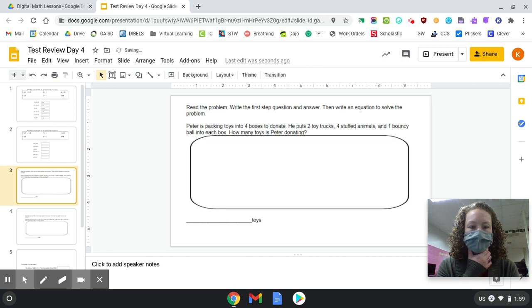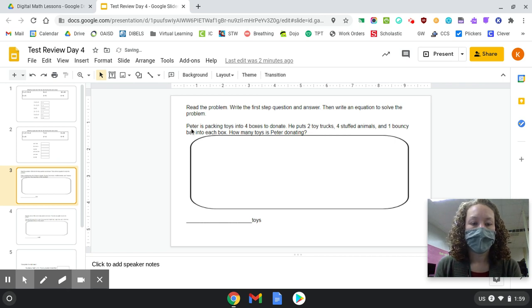Next, the directions say read the problem. Write the first step, question and answer. Then write an equation to solve the problem. That means this is going to be a 2-step problem. I need to figure out what the first step is and write the question and answer it, and then I can figure out the second step.